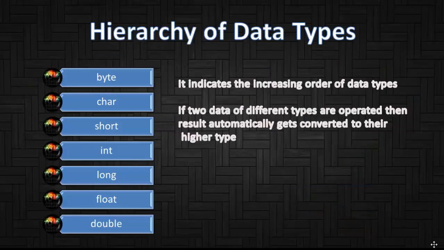Hierarchy of data types. It indicates the increasing order of data types. If two data of different types are operated, then the result automatically gets converted to their higher type. Byte, char, short, int, long, float, double.